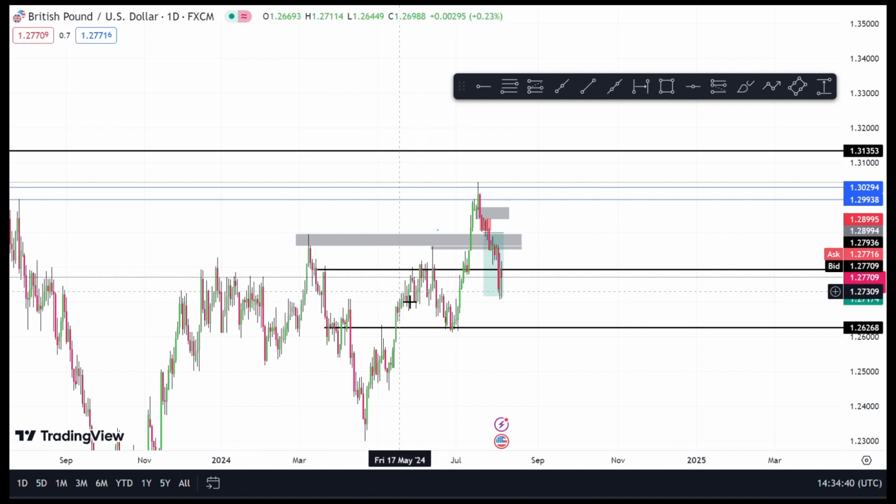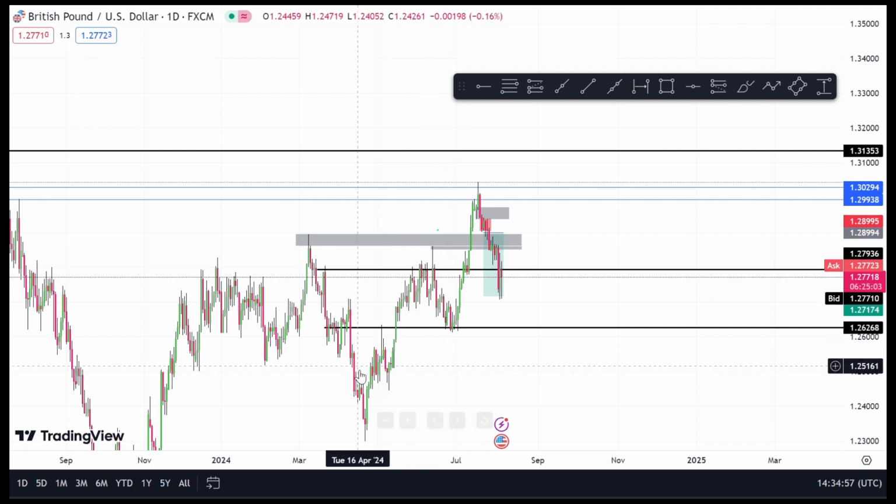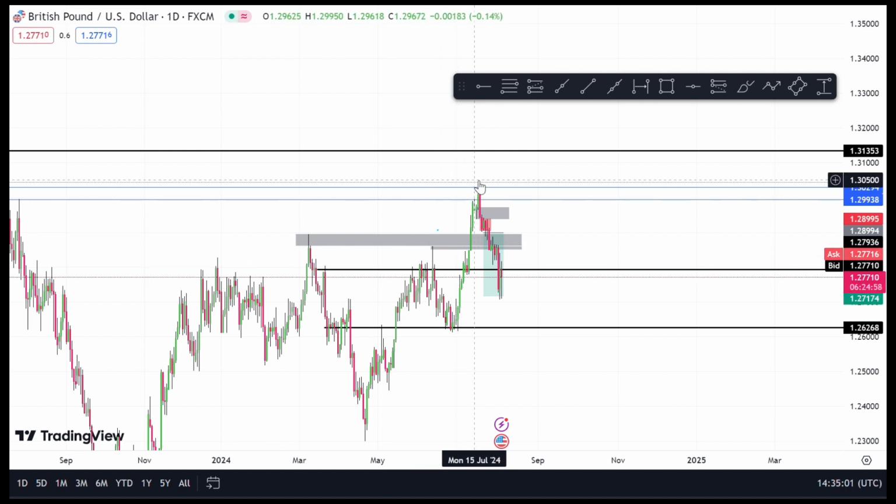I don't want to look at what price did in the last two months or the last month. I just want to focus on current price movement, because I trade price action. So this was an uptrend, with higher highs, higher lows, higher highs, and this was our last higher high.